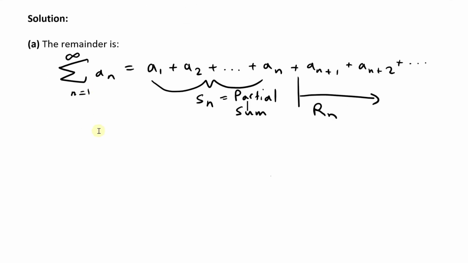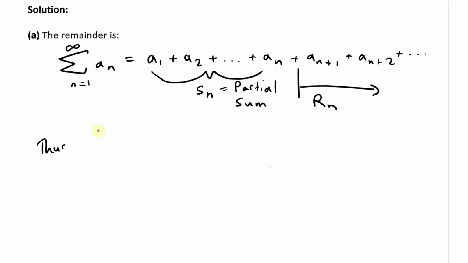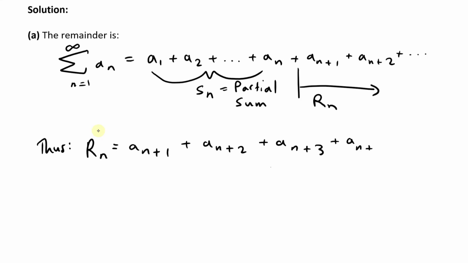So now, let's write down the remainder Rn. Let's just write it out with a few more terms: an plus 1 plus an plus 2 plus an plus 3, and then one more, an plus 4, plus and so on.